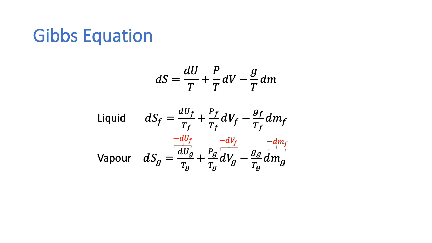Now from our closure conditions, we know that dU_G is equal to minus dU_F, dV_G is equal to minus dV_F, and dM_G is equal to minus dM_F. Substituting that, for the vapor we can now write that dS_G is equal to minus dU_F upon T_G minus P_G upon T_G times dV_F plus G_G upon T_G times dM_F.